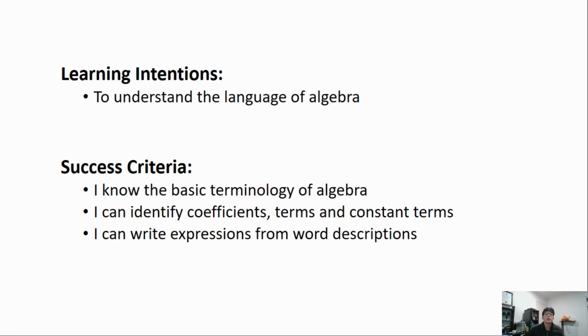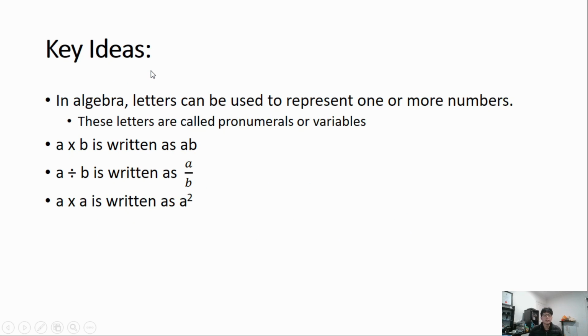So let's start off by going through a few key ideas of this lesson. In algebra, the letters can be used to represent one or more numbers. These letters are called pronumerals or variables, so make sure you know these two words. Also, a times b is written as ab, so we just get rid of the multiplication sign. A divided by b is written as a over b as a fraction, and a times a is written as a squared. Make sure you know what all these mean as well. So you might want to pause the video here and write these down into your books as well.